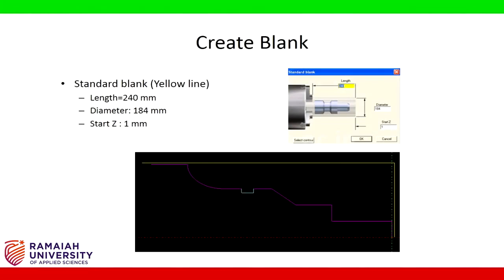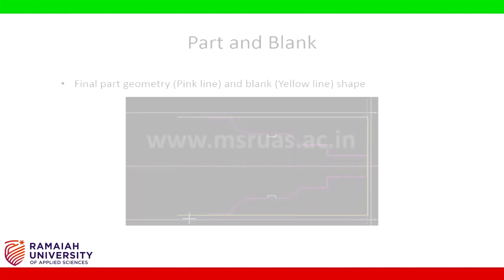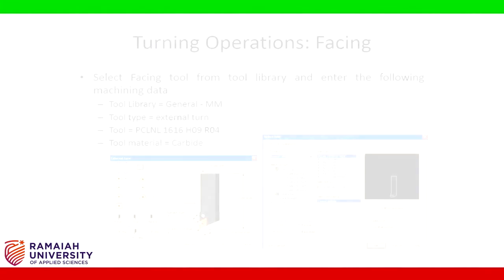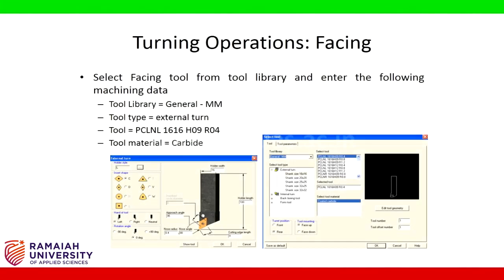Create blank. Select Draw, Define blank. Enter the following in the dialog box that appears. Length 240, diameter 184, start Z equal to 1. Click on OK. Save the file. Part geometry and blank. After completing the part geometry, pink line and blank, click on machining and see the generated part.